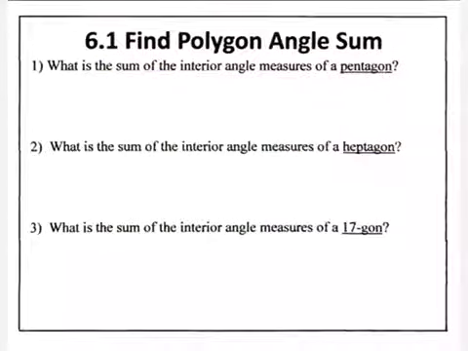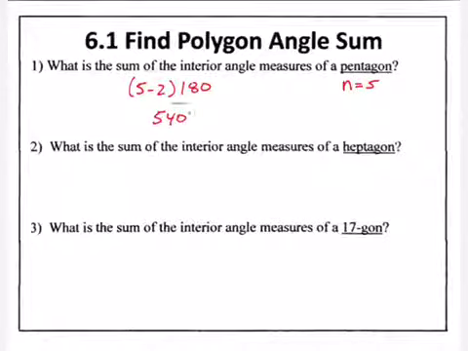What is the sum of the interior angle measures of a pentagon? Well, a pentagon has 5 sides, so that means n equals 5. So we're taking 5 minus 2 times 180. Multiply it out, we get that a pentagon has an interior angle sum of 540.